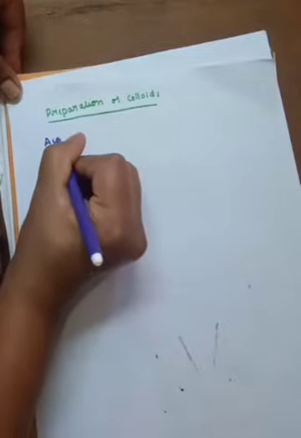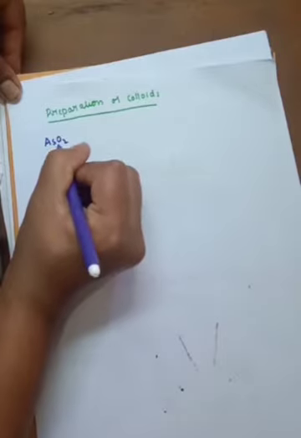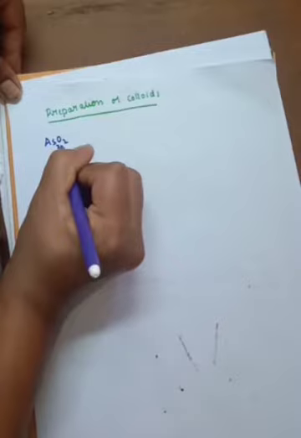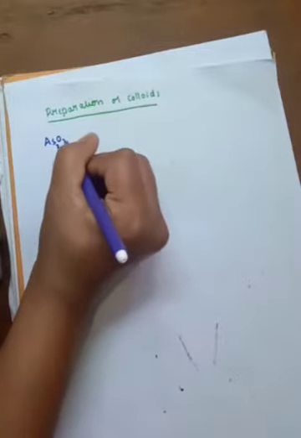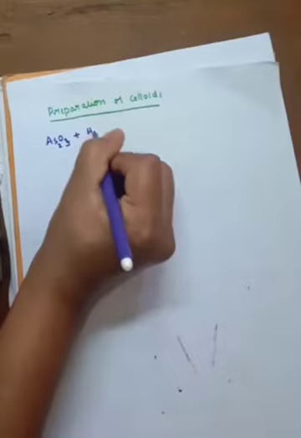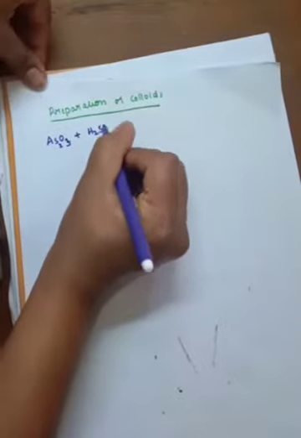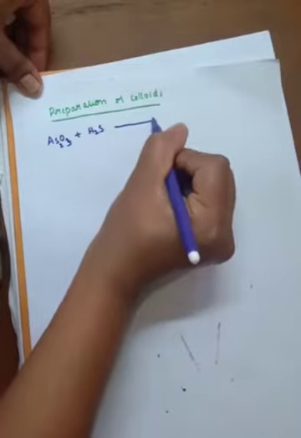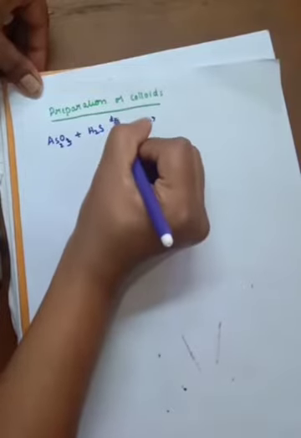As2O3, oxide of arsenic, plus H2S, undergoes double decomposition.